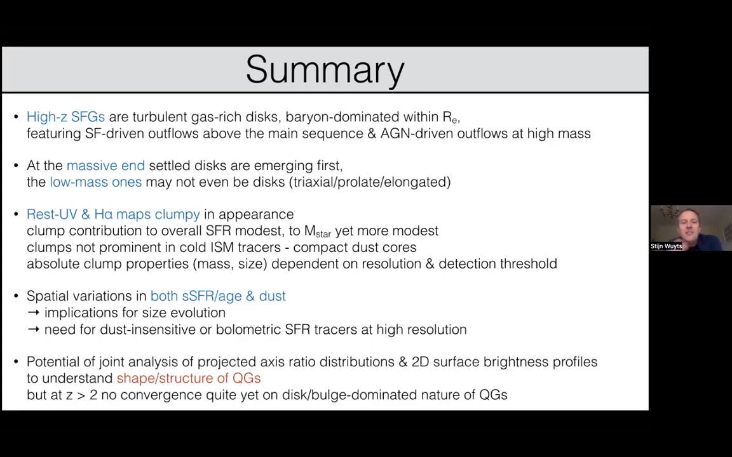I emphasize that it's not just variations in stellar population, also in dust attenuation. And there are some exciting new diagnostics that we will be able to use to address and advance that further. And finally, if you combine these 2D surface brightness profiles with axial ratio distributions, one can get nice constraints on shape and structure of galaxies, but at redshifts above 2, as of yet, there's not yet a converged result on the disk versus bulge nature of quiescent galaxies.